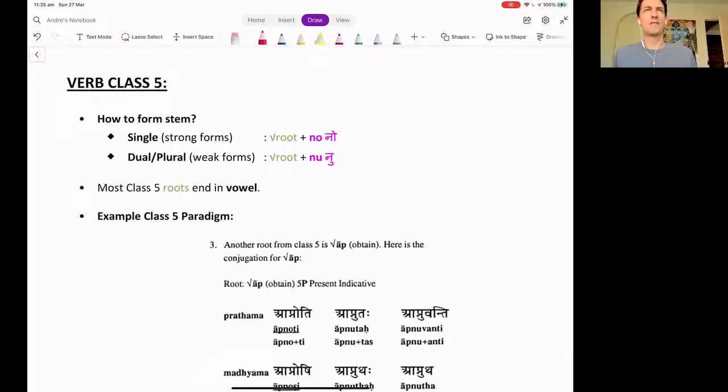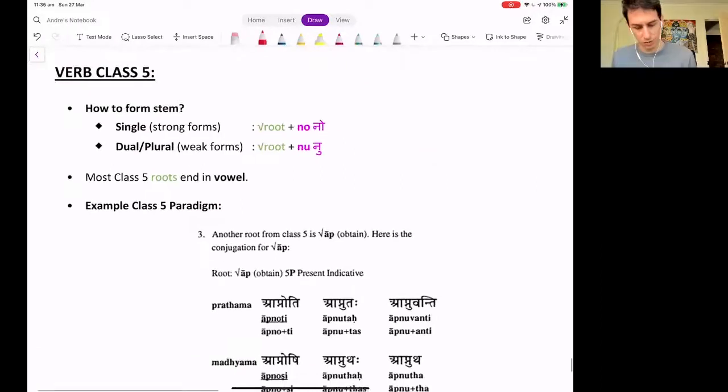And then verb class 5 is very easy. Single, root plus no. That is it. No strengthening, no guna grade. Just take a root, attach no, and then decline it like mi, si, or ti, depending on the sandhi. Vaha, thaha, maha, tha, anti, or vanti, depending on the sandhi. If it's a dual or plural, then instead of adding a no, add a nu.